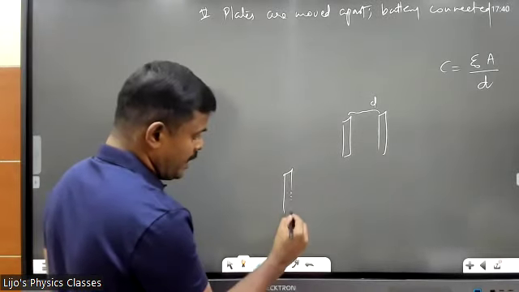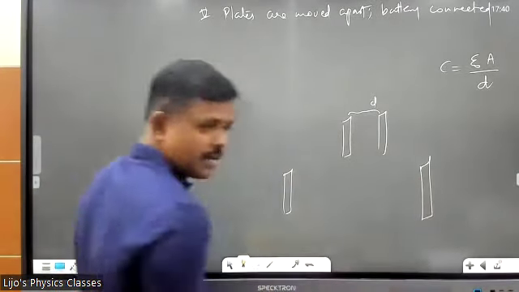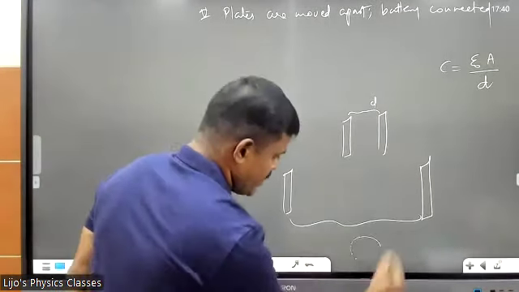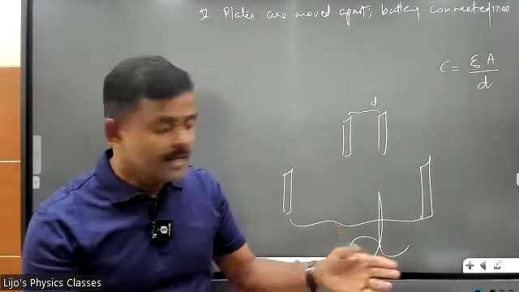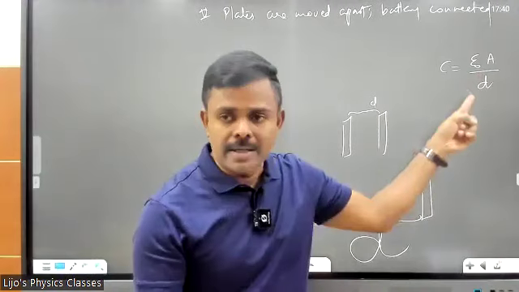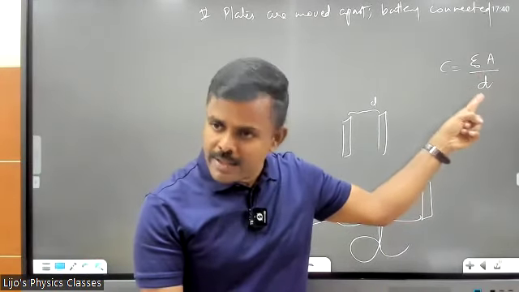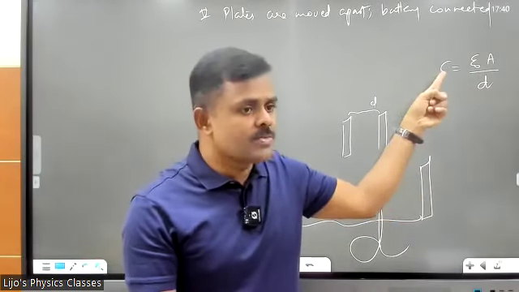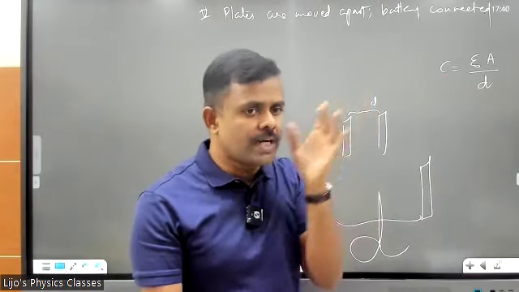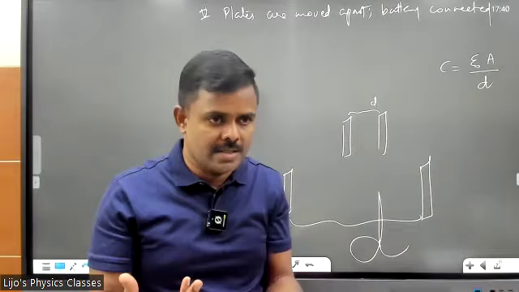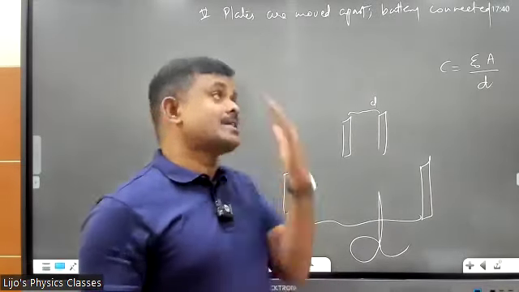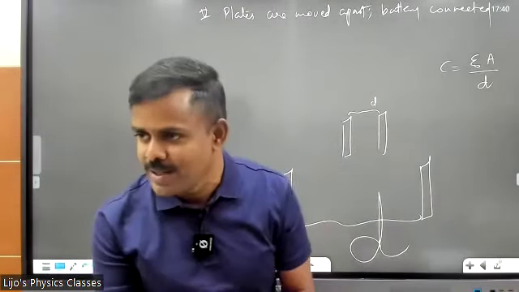Now imagine the plates are now here. What about D now? It is a much bigger D now. D increases, the spacing increases. The plates are far apart now. When distance increases, denominator increases, so capacitance will decrease. What is the effect of moving the plates apart? Capacitance will decrease. Okay, let us write.